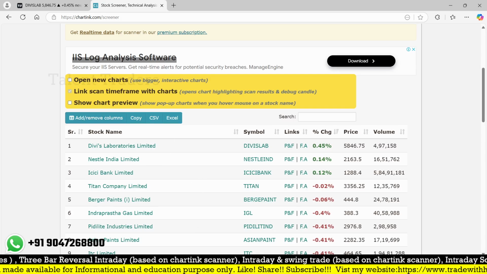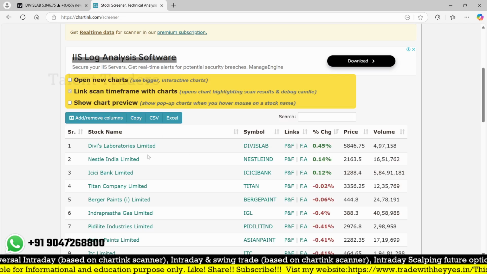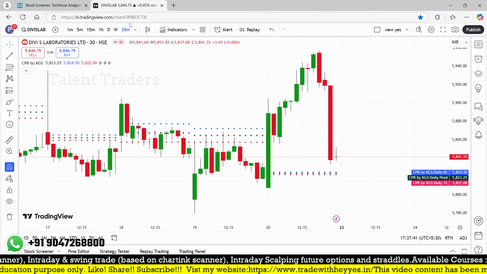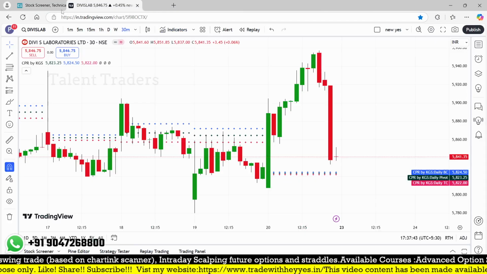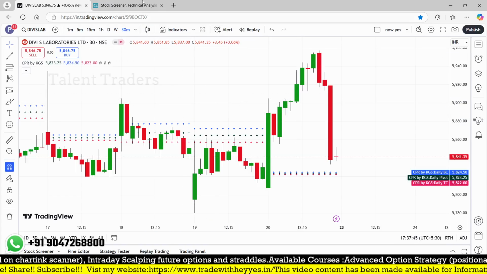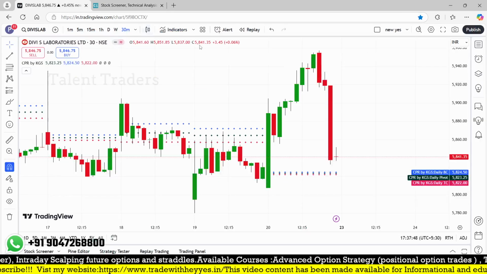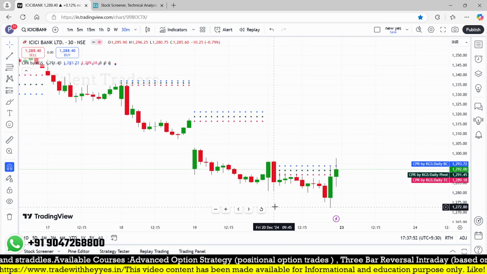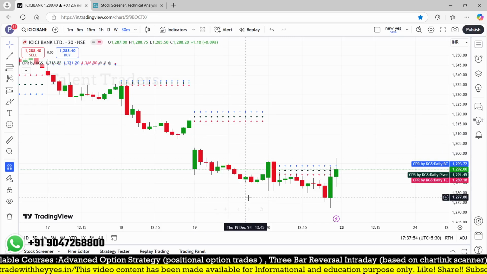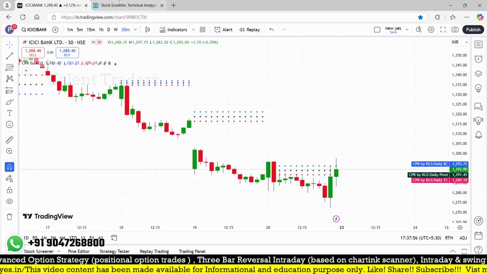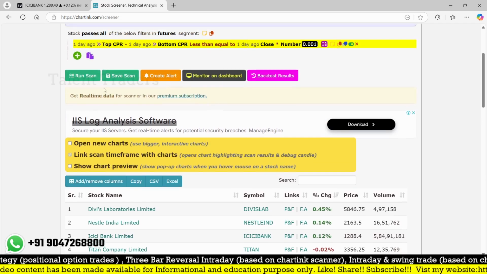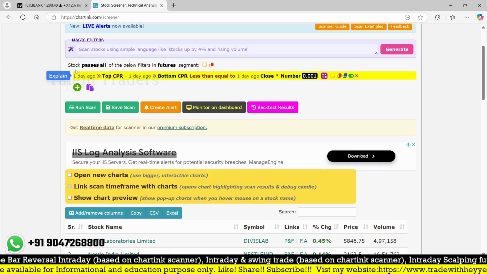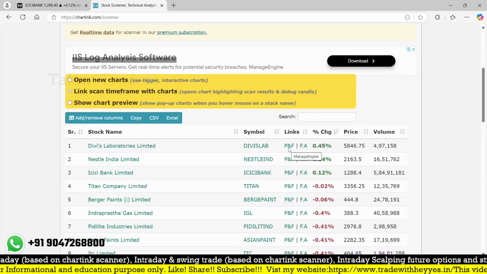In this case, we are looking at Divi's Lab, Nestle India and ICICI Bank. Let me check how I'm finding those stocks. Let me check whether ICICI Bank is forming a narrow CPR or not. You can look at the previous day, 20th December. These are all the stocks because we took 1 day prior, right? So it will not show you the exact thing.